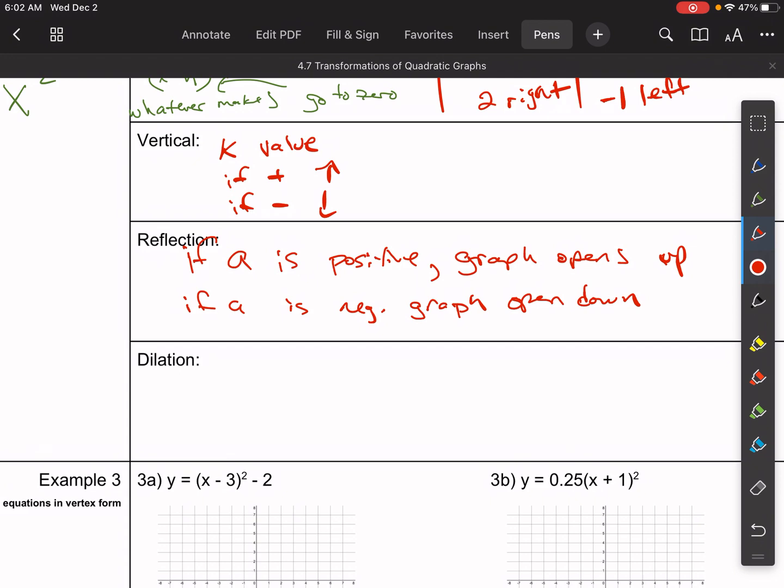Okay, so if they ask you for reflections, or transformations, if you see that the parent function is a parabola that opens upward, and you see a parabola that opens downward, one of the transformations would be a reflection across the x-axis. Okay, then finally we have a dilation.